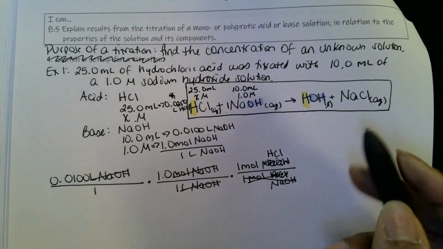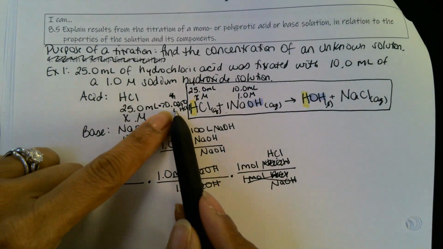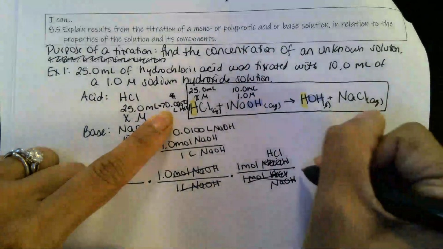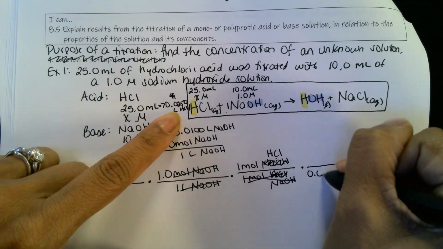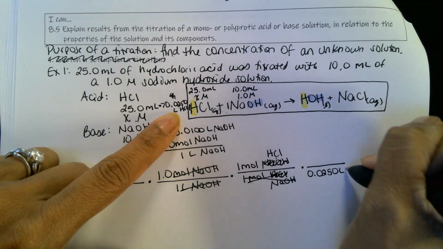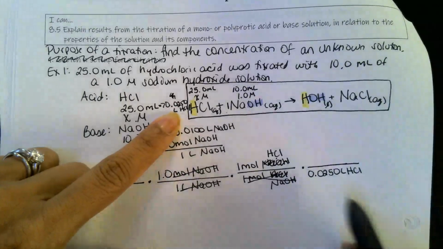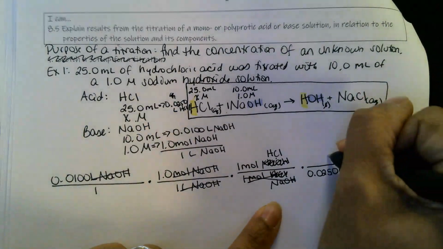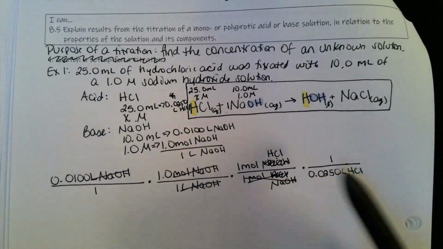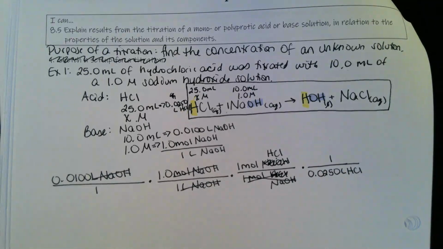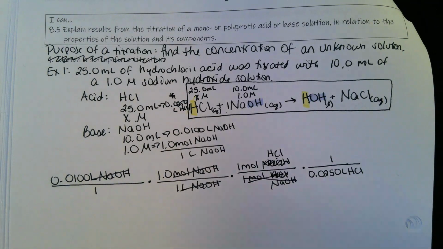I need to figure out the liters of HCl, but I already have that from right over here. So I can take my liters of HCl, 0.0250 liters of HCl, and I essentially need a placeholder here, so that's just going to be 1. So at the end, I have moles of HCl over liters of HCl, which is my molarity of HCl.